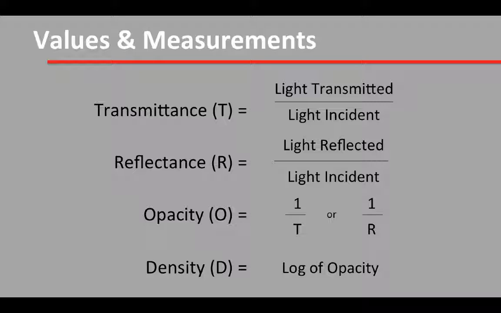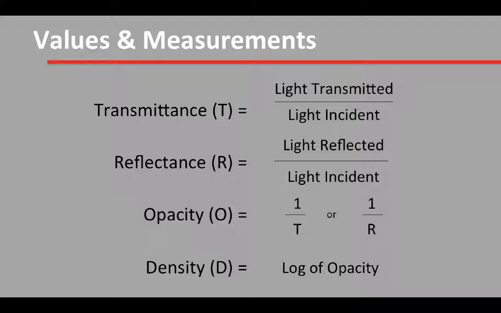Now, opacity might be a term that you're familiar with from Photoshop, and it's used in a slightly different way there. But opacity is the measure of whether the object is see-through or not. When we're dealing with layers in Photoshop, we can change the opacity of the layer on top so that we can see through it and see what's happening on the layer beneath it. But in optical concepts, opacity is the reciprocal of transmittance, or the reciprocal of reflectance. So it's 1 over transmittance or 1 over reflectance.